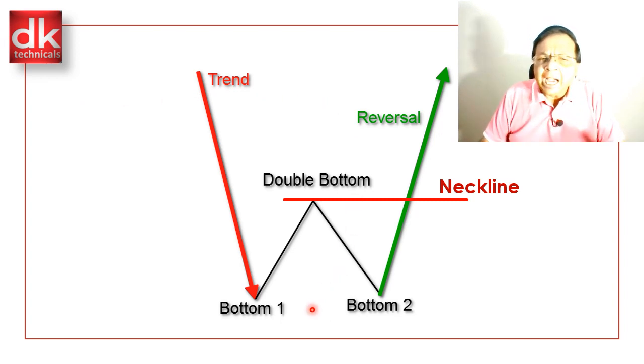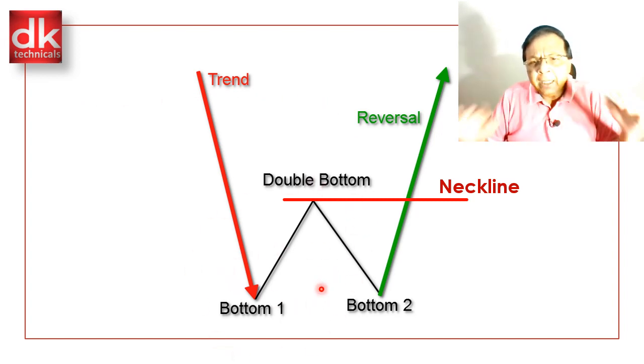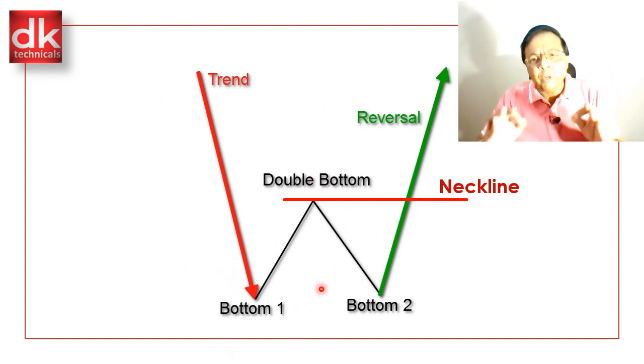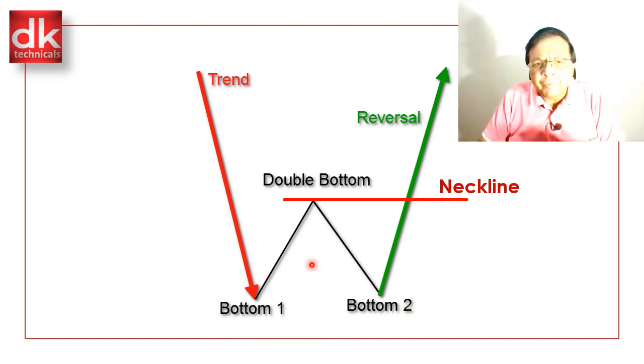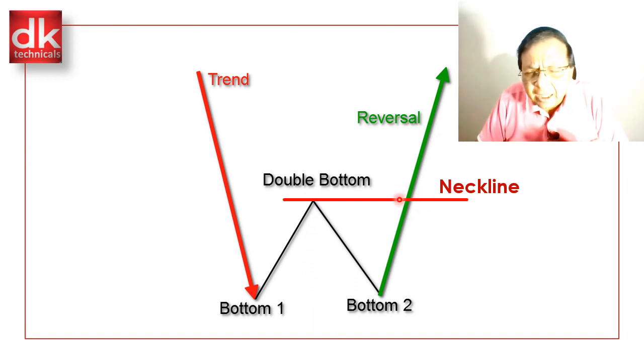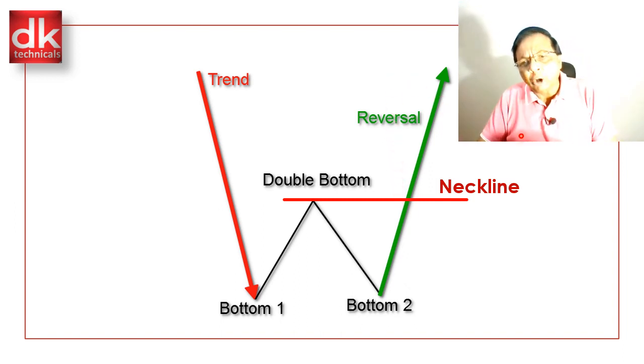Before that, friend, I would like to explain that it is very simple to calculate the target for double bottom. Here, the two bottoms, we will measure the height from the bottom to the neckline. We will measure the height and project the height from the point of breakout. This will give the target of double bottom.